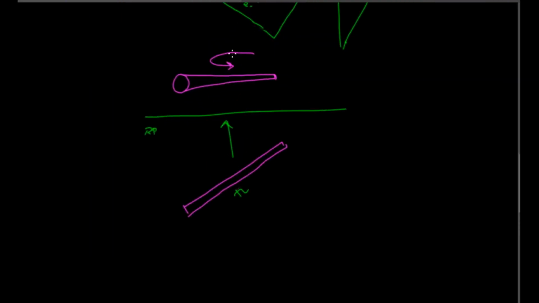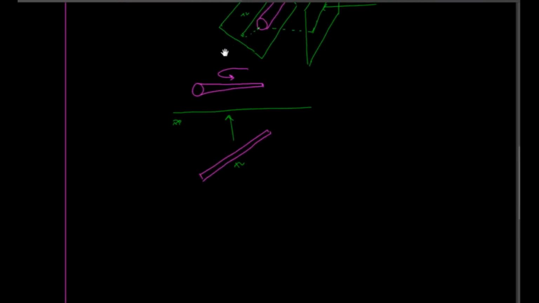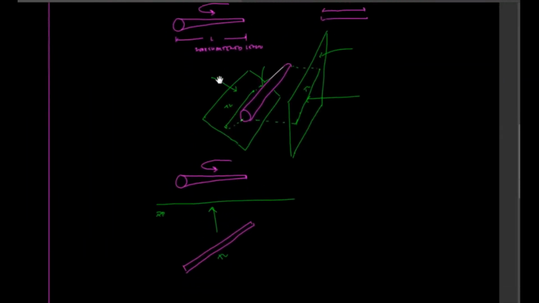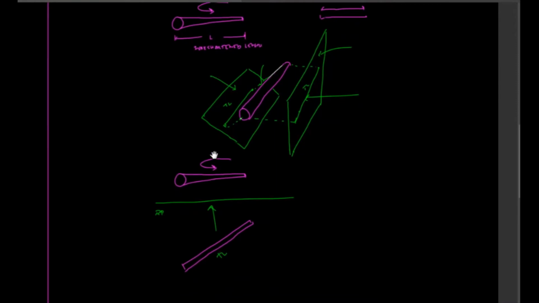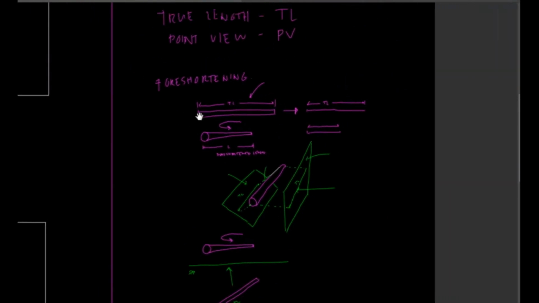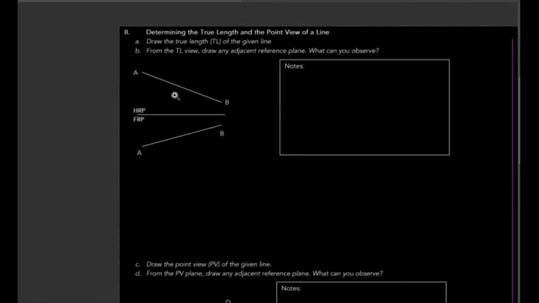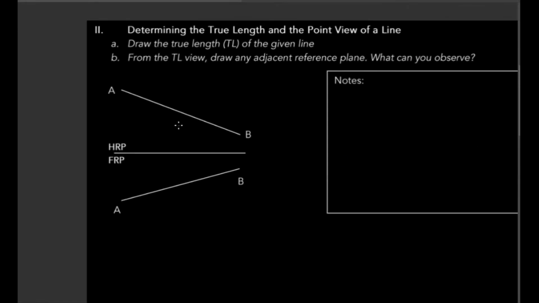Okay, so let's try to do this. This conceptual understanding of how true lengths are generated, and let's do it in our module now. Okay, so we have this line right here. So we have line AB that is shown in its HRP and FRP.